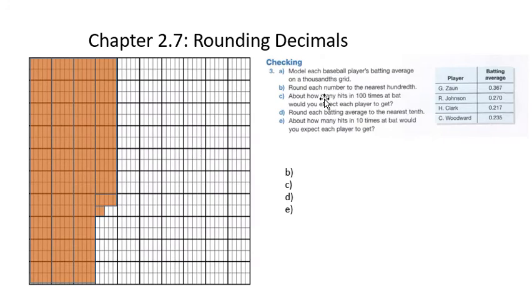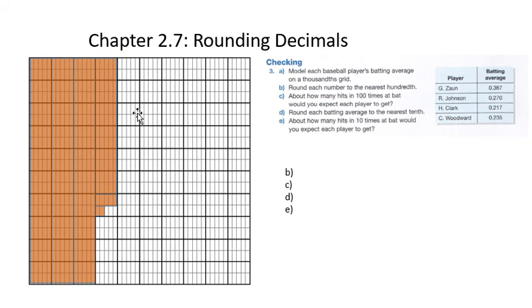C asks, model each baseball player's batting average on a thousandths grid. Round each number to the nearest hundredth. About how many times in 100 at-bats would you expect each player to get a hit? D, round each batting average to the nearest tenth. And E, about how many hits in 10 times at bat would you expect each player to get?